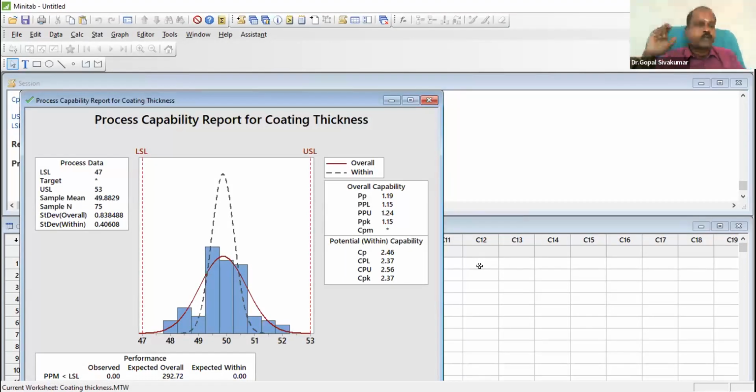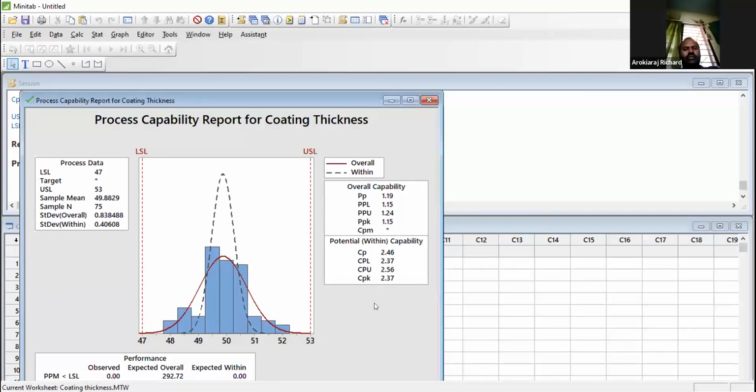Now tell me, what will you look at? Will you look at CP or CPK? CPK we need to look at. Yes, look at your CPK. How much is it? 2.37. Are you happy now? Yes, sir. You should be happy, because the requirement is 1.67, but look at your value, 2.37.